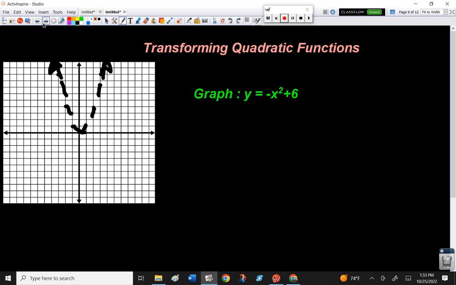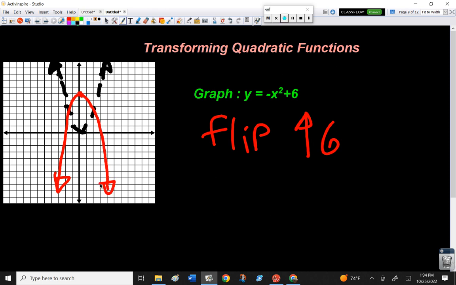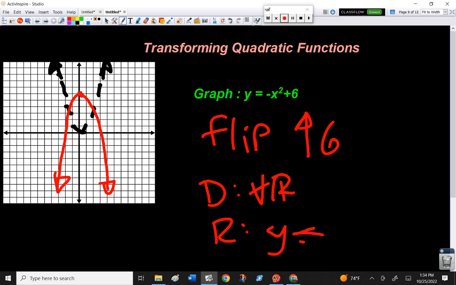And here we go. Ladies and gentlemen, this graph is going to flip because of that negative, and it's going to go up 6 units. That's it. It doesn't go left or right. So let's flip the graph and go up 6. So ready? 1, 2, 3, 4, 5, 6. Put a dot. And flip the parabola upside down. This is what the graph looks like. Let's give the domain, and let's do the range. I hope you wrote all real numbers for the domain, because all of them are all real numbers. And the range is going to be where y is going to be less than or equal to 6. Okay?